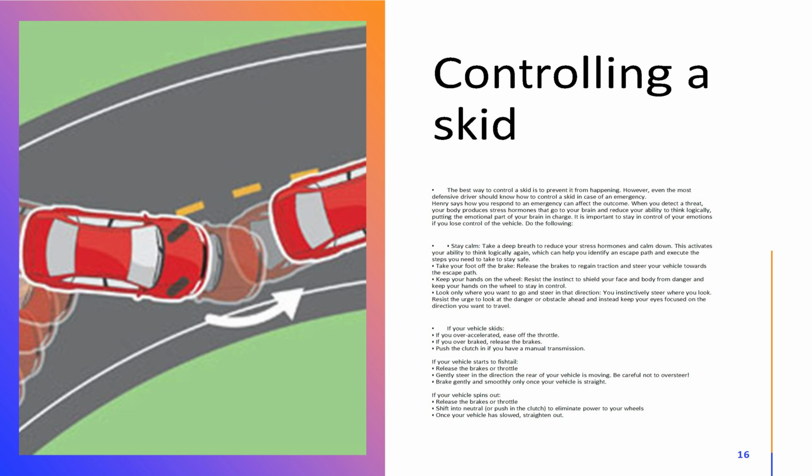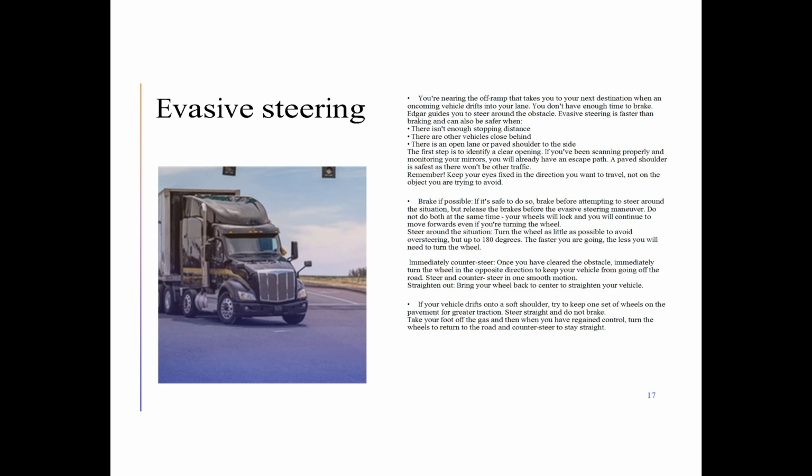If your vehicle spins out, release the brakes or throttle. Shift into neutral or push in the clutch to eliminate power to your wheels. Once your vehicle has slowed, straighten out. Evasive steering. You're nearing the off-ramp that takes you to your next destination when an oncoming vehicle drifts into your lane. You don't have enough time to brake. Edgar guides you to steer around the obstacle.